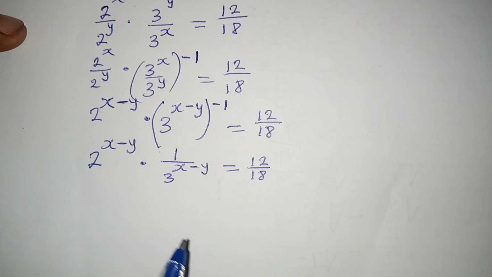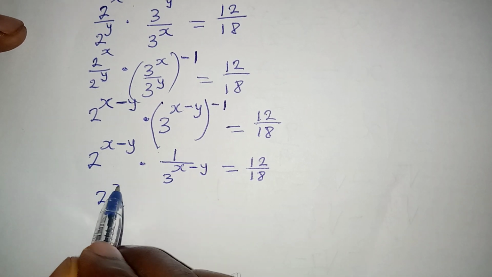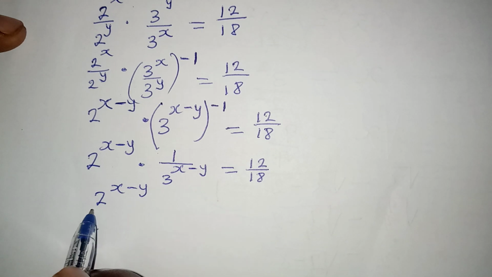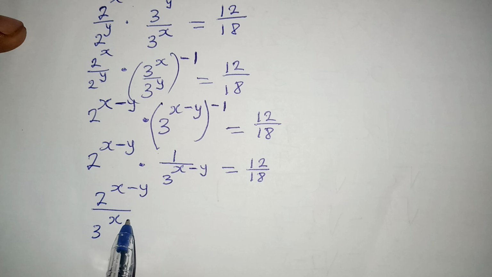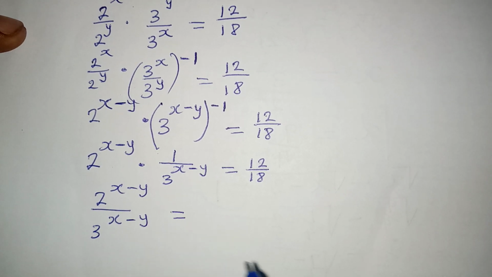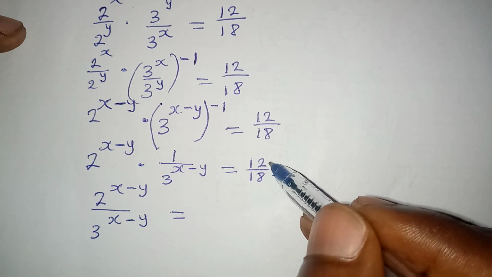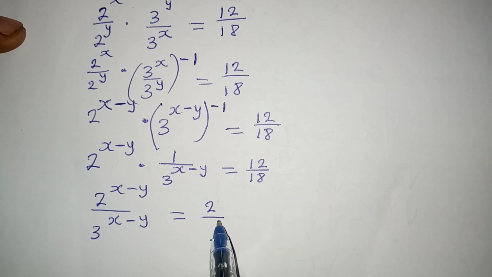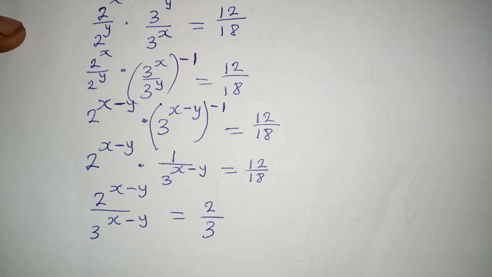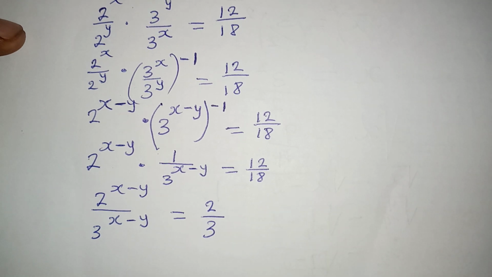Okay, now I can multiply this, so I will have 2 to the power of x minus y all over 3 to the power of x minus y, and this will be equal to 12 over 18. 6 can go into 12, I will have 2. 6 can go into 18, and I will have 3. I've reduced it to its lowest term.